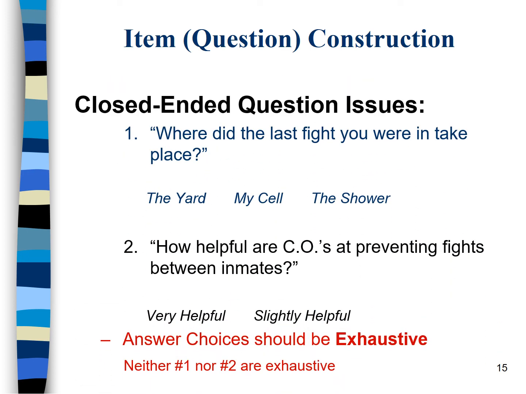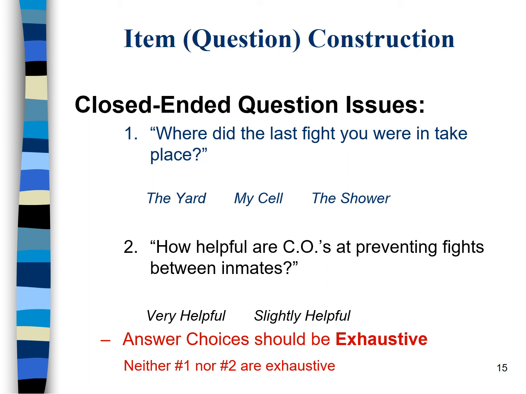The other side, and this is another important one, so being mutually exclusive is really a thing you've got to double check when it comes to closed-ended questions. And the second big one is this notion of your answer choices being exhaustive. So let's look at the first one. Where did the last fight you were in take place? And the researcher has the yard, my cell, the shower.